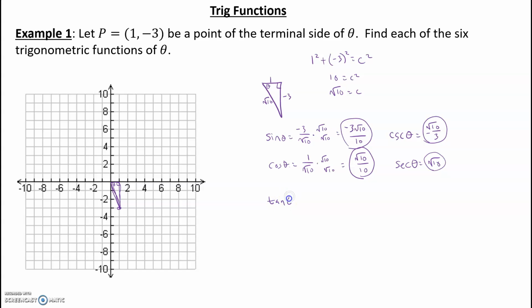And last but not least, tangent is opposite over adjacent, negative 3 over 1 is negative 3, and cotangent is negative 1 over 3. All right, so those are our 6 functions if they gave us a coordinate for a point.